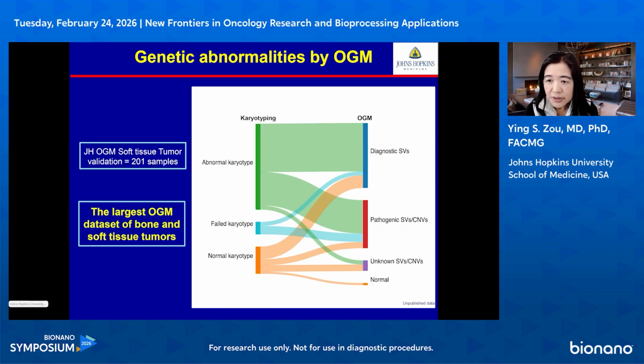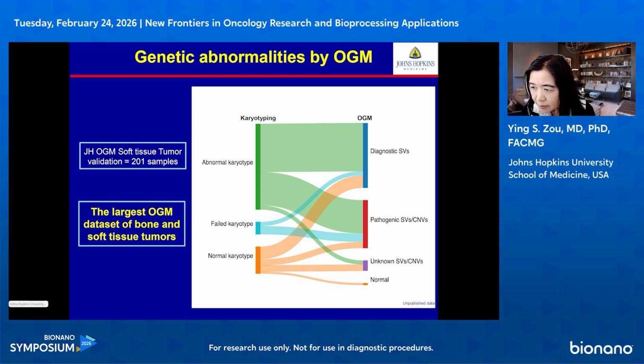This figure shows a comparison between OGM and traditional chromosome analysis, karyotyping. In our study, all pathogenic markers identified by standard karyotyping testing were also detected by OGM, showing 100% concordance. In other words, OGM correctly identified the same pathogenic structure and copy number variants, resulting in 100% specificity.